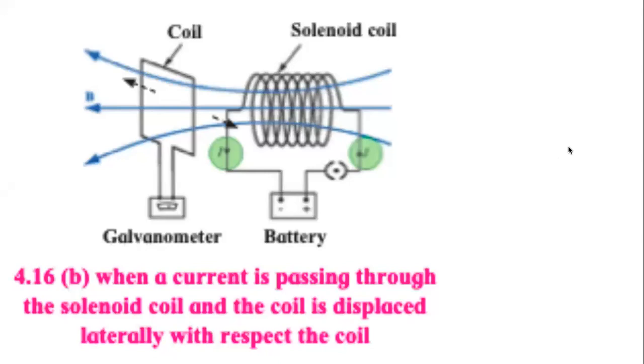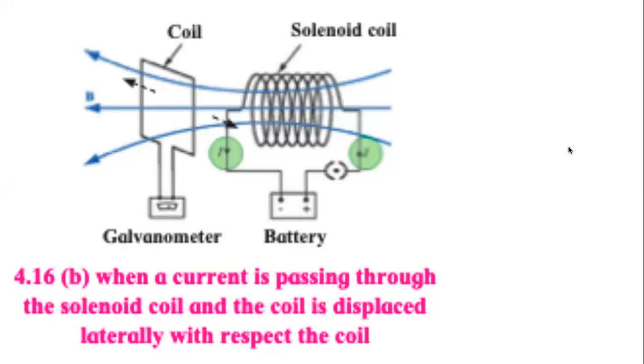Same solenoid coil connected to a battery, same simple coil connected to a galvanometer. But now what we are doing is, we are keeping the circuit for the solenoid coil on. Remember, when we switch it on, there will be a current in the coil on the left hand side. And then it will not be there because there is no change in the magnetic field. But then if we move the coil like this or like this, what should happen? Or like this, we will again see that there is a current. The needle of the galvanometer will move.